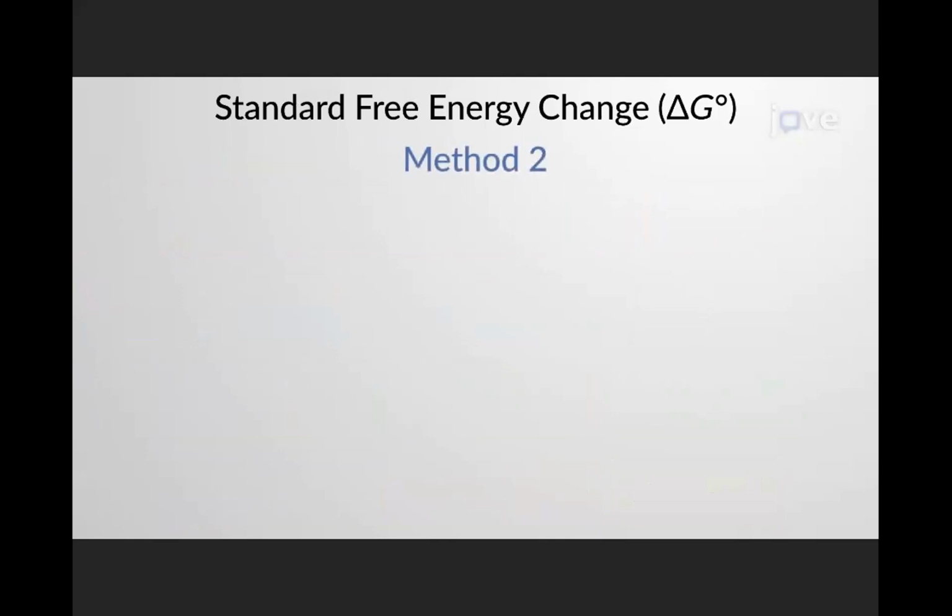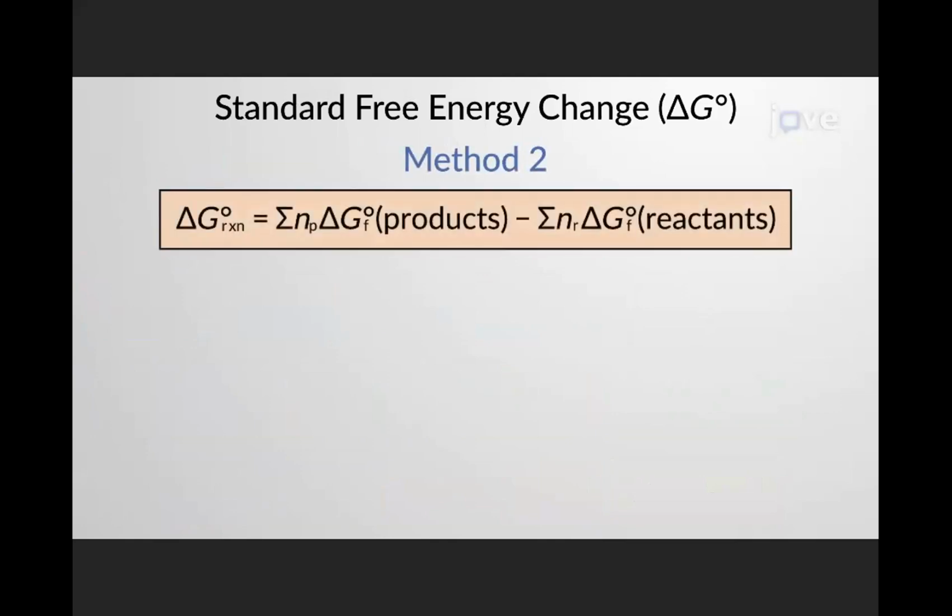In the second method, the change in standard free energy of a reaction is calculated from the difference between the sum of the free energies of formation of the products multiplied by their stoichiometric coefficients and the sum of the free energies of formation of the reactants multiplied by their stoichiometric coefficients.